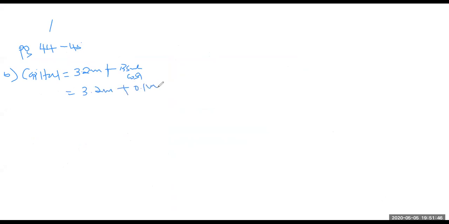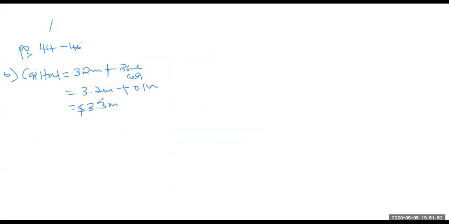So this is page 44, page 45. From part B, the capital to be raised is equal to 3.2 plus the issue cost. It's equal to 3.2 plus 0.1 million. Together, the true amount to be raised is 3.3 million.